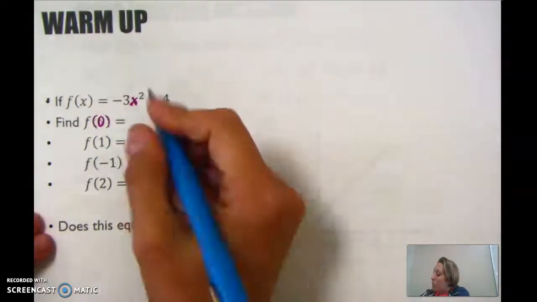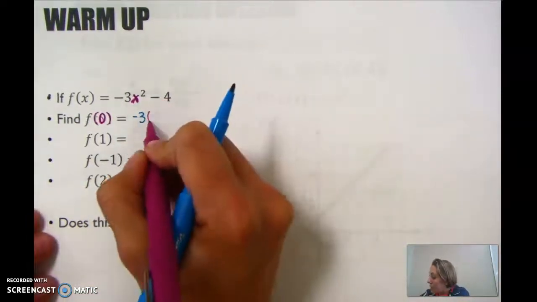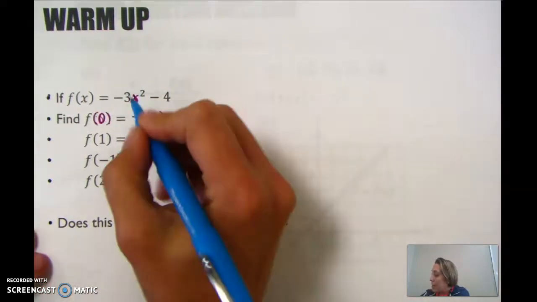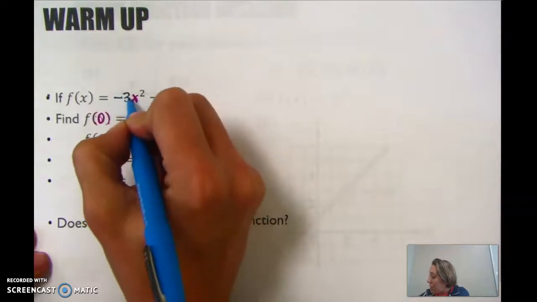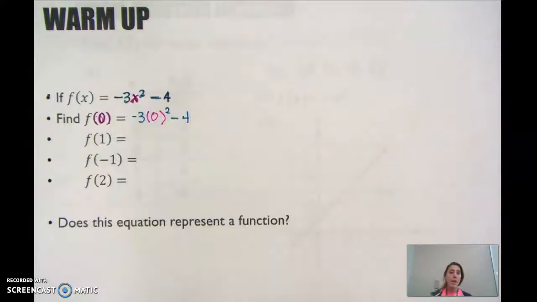So I'm going to write -3, my parentheses, which is my input is 0 here, and then this is all part of the same. So the -3, the squared, and the -4 is what I put down. And then I just go ahead and evaluate that. So go ahead and do that in your notes, and I'd like you to do it in this format.